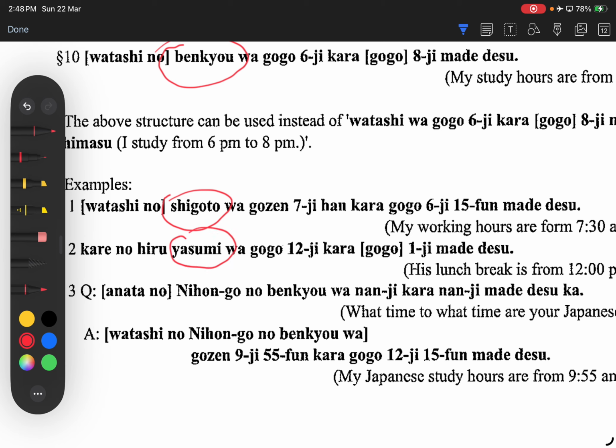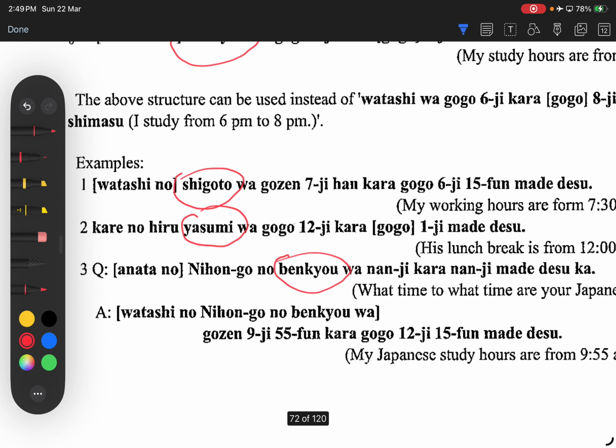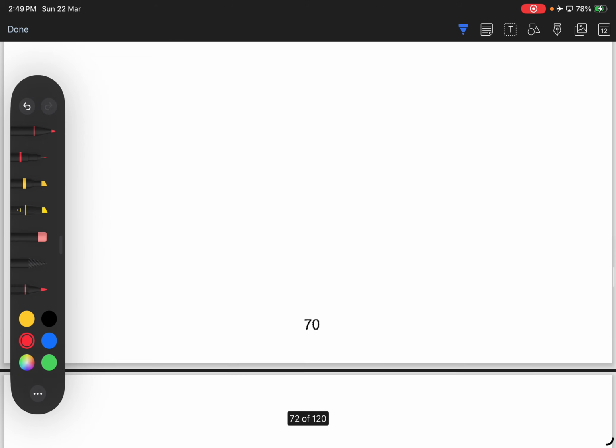Yasumi used to be a verb, yasumimasu. We remove masu, and it becomes yasumi, a noun. Same thing, benkyo is also a noun. So all these are saying that the work is from 7:30 to 6:15. Yasumi, rest. The rest is from 12 to 1. So we're using them as nouns instead of as verbs. Okay, so that's all for the recap.